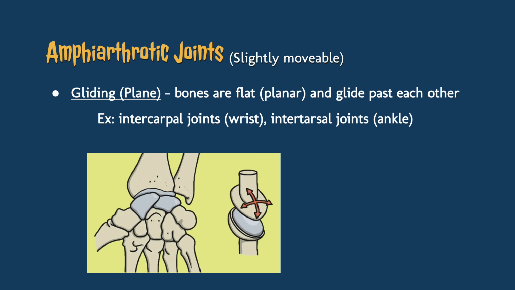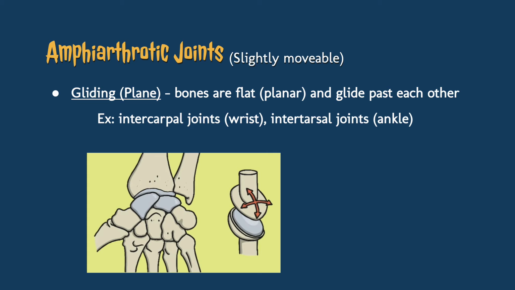Then we've got those joints that are only slightly movable. So the main one that you guys need to know for this class is called a gliding joint or a plane joint. So with these kinds of joints, the bones are flat. They are planar. So a plane in geometry is just something flat. So these bones are flat and they glide past each other. Okay, so they're kind of like if you put two pieces of paper on top of each other and you move the top piece of paper and just slide it across, that's kind of like this gliding joint.